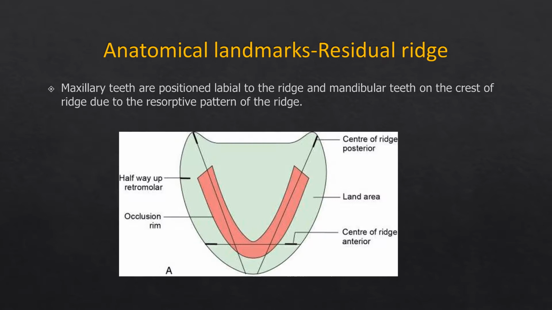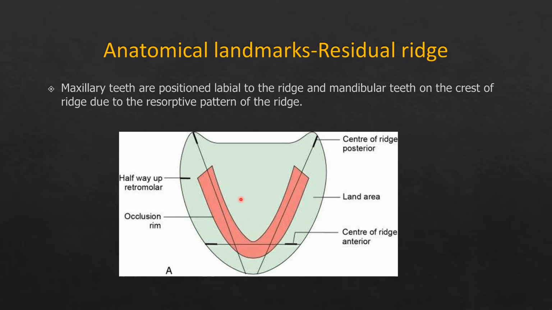So next on, first, depending on anatomical landmarks of the residual ridge, the maxillary teeth are positioned labial to the ridge. Even the maxillary anterior teeth as well as the maxillary posterior teeth are positioned slightly labial to the ridge. That is, they fall labial to the mandibular teeth. So they have an overjet beginning from the anterior teeth to the posterior teeth. And the mandibular teeth, on the other hand, are arranged on the crest of the residual ridge due to the resorptive pattern of the mandibular ridge, which is in a medial and lingual direction.